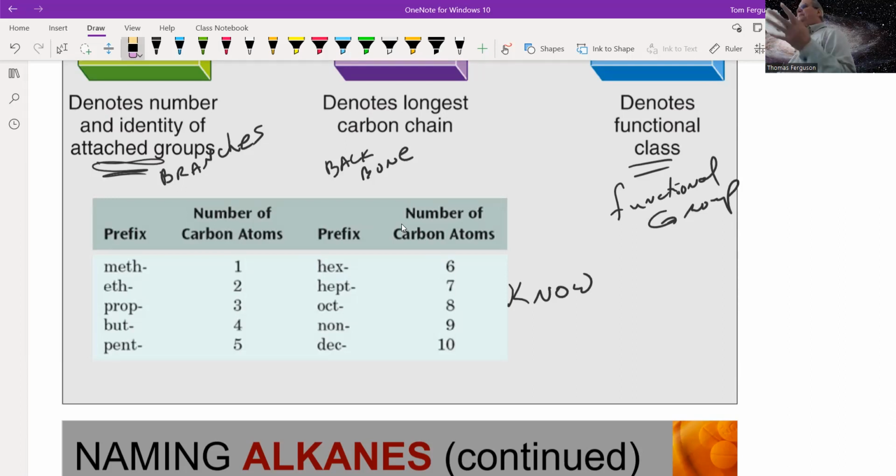Okay, so from Tuesday, remember again, 3 parts. The middle one is the backbone. The one on the far right is the functional group name. The one on the left is branching. Okay.